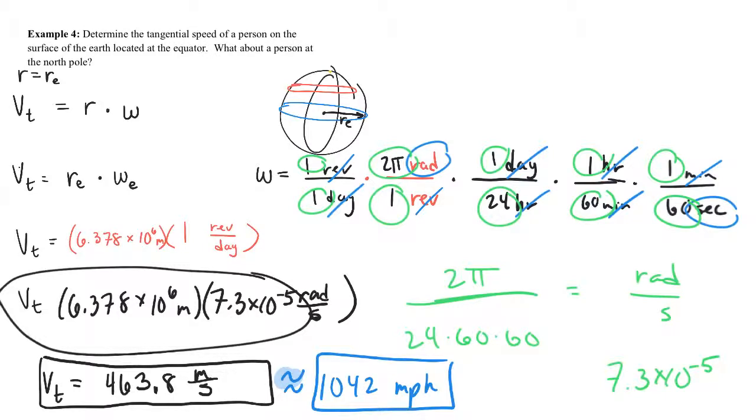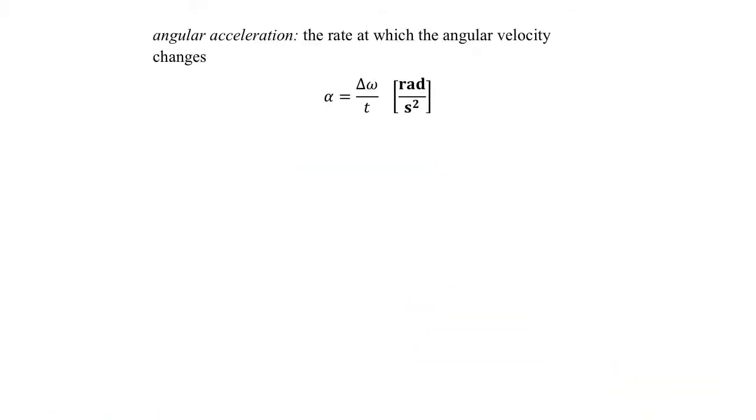All right, let us go on, and let's talk about this next topic called angular acceleration. So we already spoke about how fast something spins, and the rate at which something spins we called angular velocity. But what if the thing that's spinning starts spinning faster?